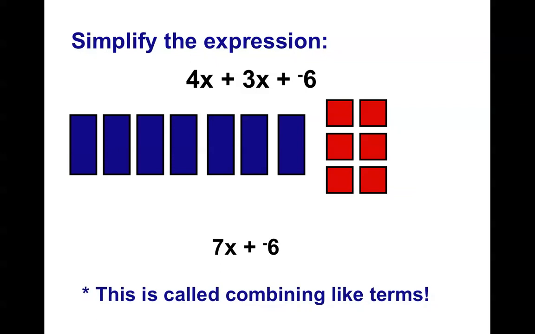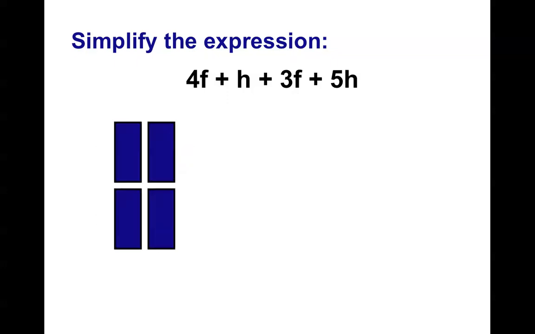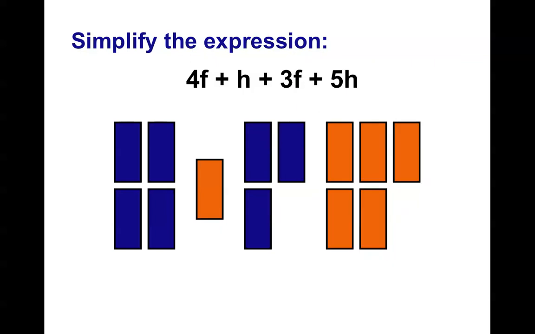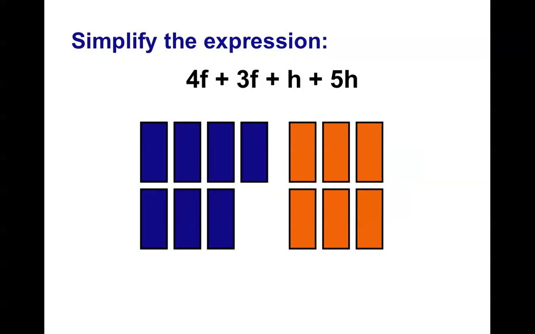Let's take a look at another one. Here we go. We have 4 terms. Let's see what it looks like. 4 f's means 4 rectangles. For h's, I just made them a different color. More f's, so they're blue, and more h's, so they're orange. Notice anything that's exactly alike? You got it. Put the blues together and put the oranges together.